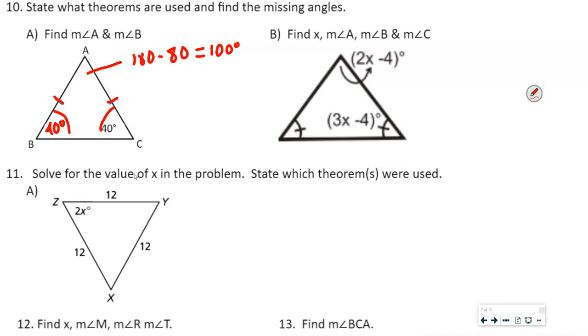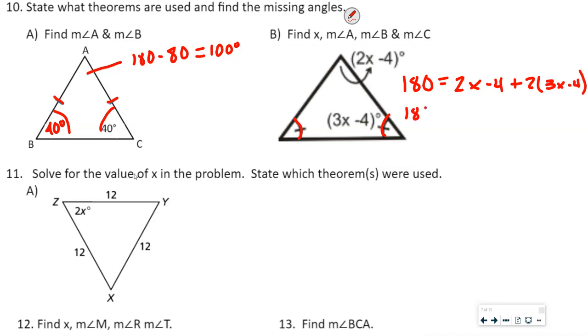The next one says find x and the three angles. So once again, we know that these two angles down here are congruent, and we know that all the angles added up together have to equal 180, right? So what we can do is 180 is equal to the 2x minus 4 plus 2 times our 3x minus 4, right?